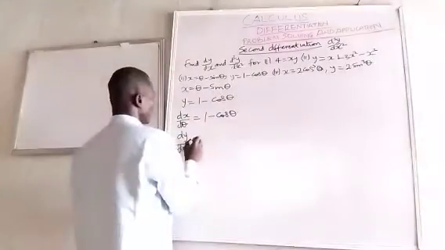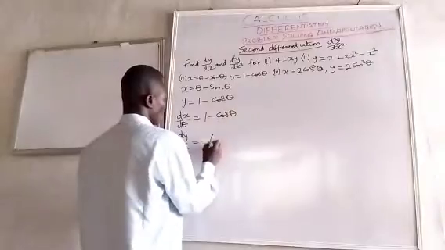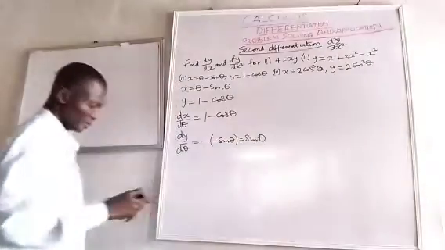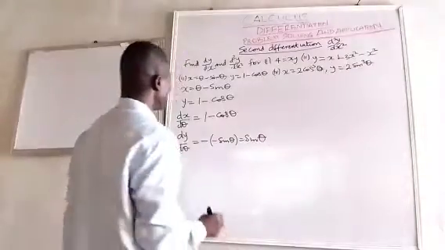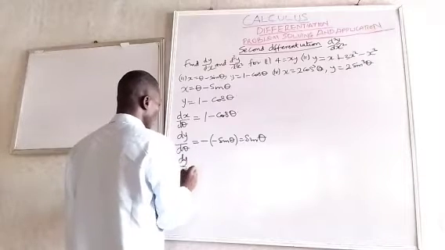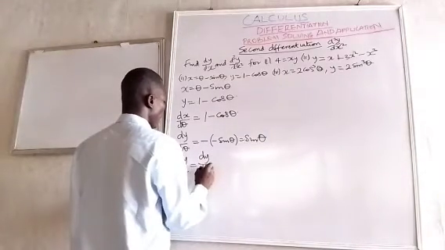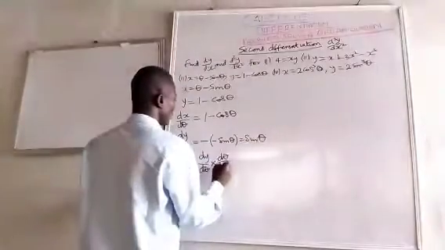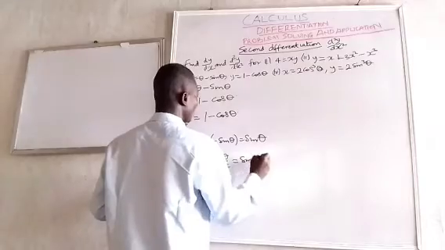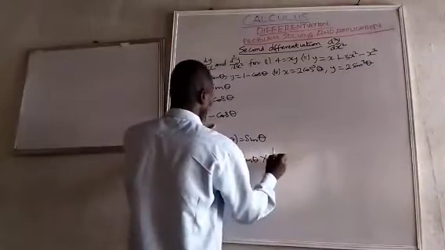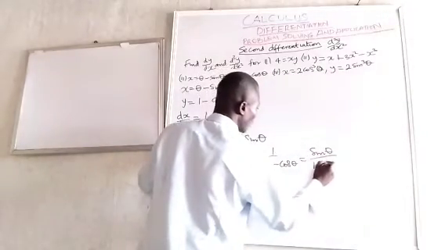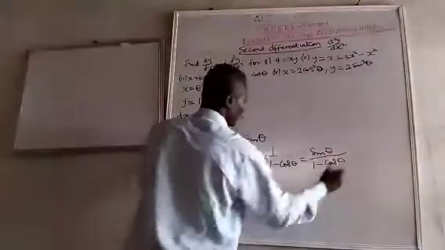dy d theta is equal to minus sine theta. You remember the differentiation of cos is minus sine theta. Now, what is dy dx? You can do that by saying dy dx is equal to dy d theta times d theta dx. And that is sine theta times 1 over 1 minus cos theta, which is sine theta over 1 minus cos theta.